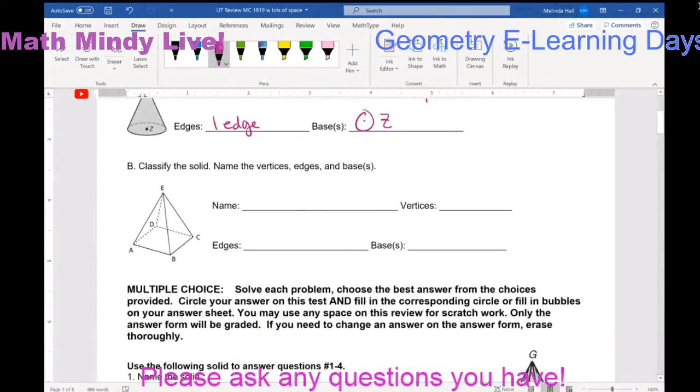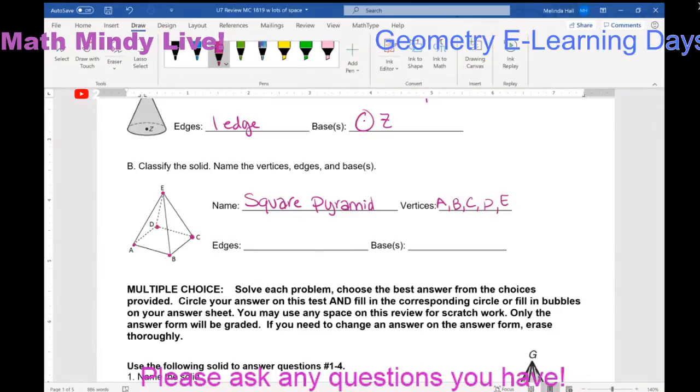So then with B, classifying the solid, we want our vertices, edges, bases. And so since this all meets at one point, we know it's a pyramid and the base is a square. So this is a square pyramid. And so then the vertices, being basically all of the points that are like a corner, would be all of the letters. And so we'd have A, B, C, D, E.